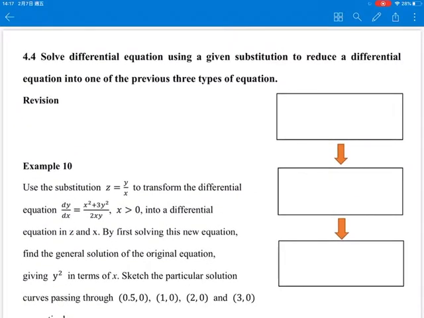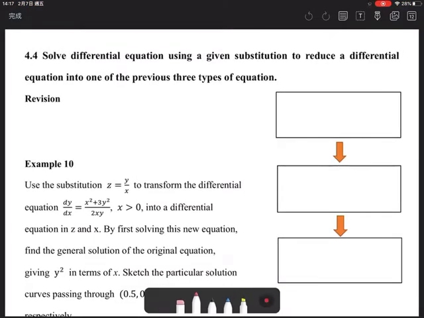Alright, so today we are going to learn section 4.4. Solve the differential equation using a given substitution to reduce the differential equation into one of the previous three types of equation. So in this section, it is not difficult, it is very easy. The question will give us the condition for us to do substitution.